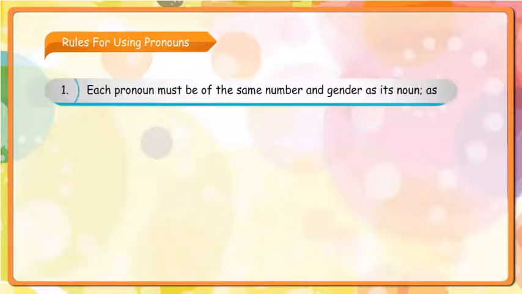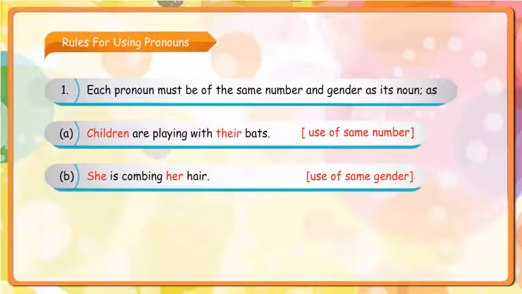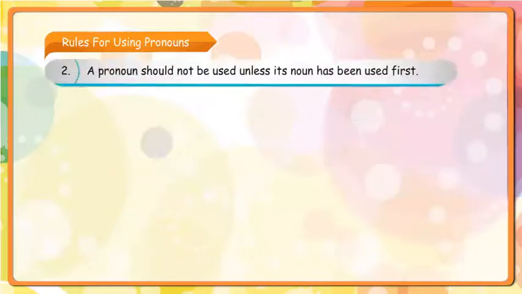Rules for using pronouns. Each pronoun must be of the same number and gender as its noun, as in: Children are playing with their bats. Use of same number. She is combing her hair. Use of same gender. A pronoun should not be used unless its noun has been used first.